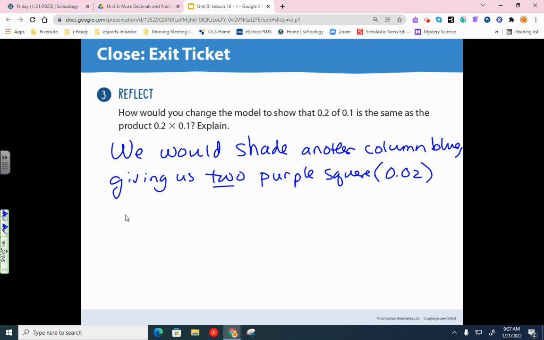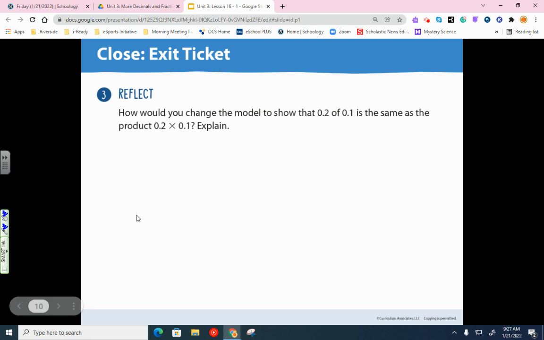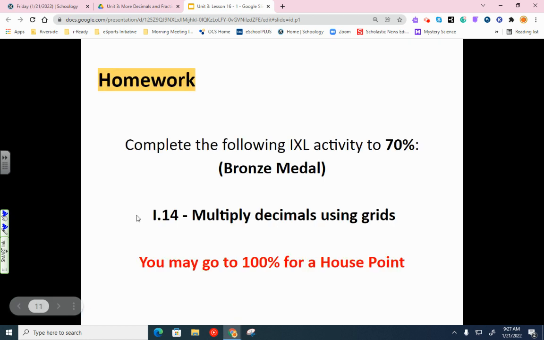All right, again, a really quick lesson, just more of an introduction. And your IXL is very similar to showing that you're multiplying two fractions, or excuse me, two decimals, and the shaded area is what your answer is going to be. So it's I-14. You can go to 70%, and that will give you full credit for today's lesson.